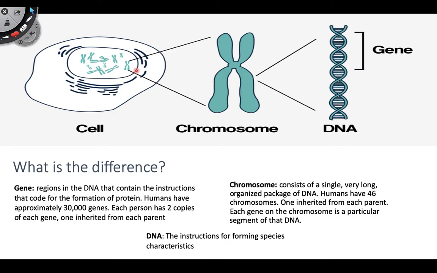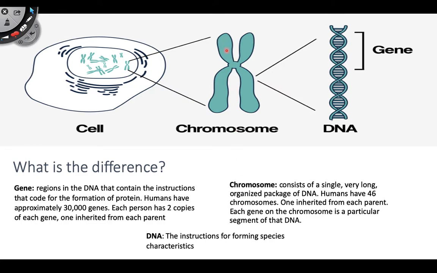Now, if I were to take a very compact form of DNA as it's about to replicate, then I would find what is known as a chromosome. And chromosomes kind of look like this, right? Like these little X structures. And we define a chromosome as a single, very long, organized package of DNA, a very compact package of DNA. Humans, we know, have 46 of these chromosomes, one inherited from each parent.